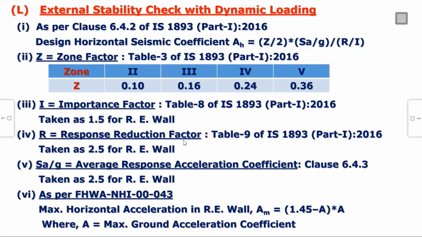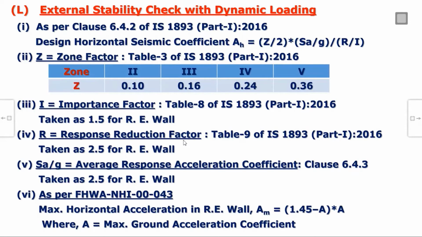आया समझ में या नहीं आया? Yes, sir. Sir, FHWA, what is this? Federal Highway Authority, it is like CPWD of United States of America. It is like CPWD of USA. Federal Highway Authority. It is the regulatory authority in US for all highway related works.